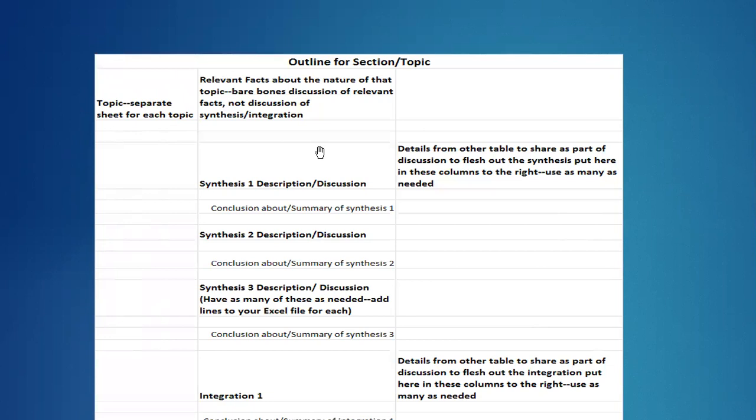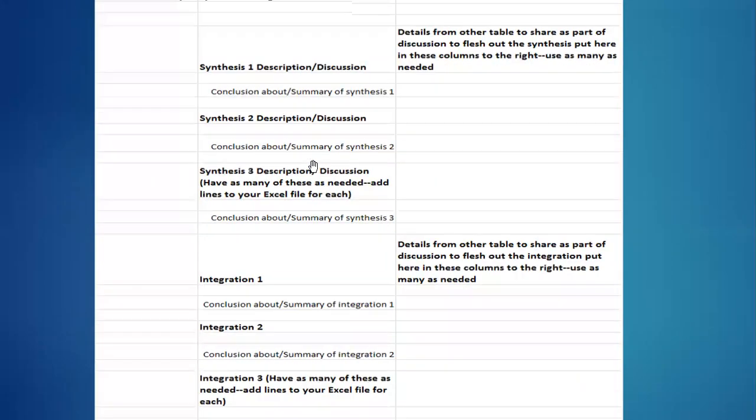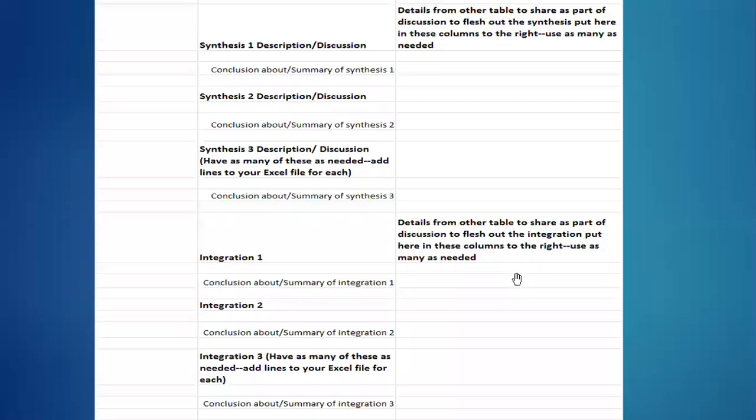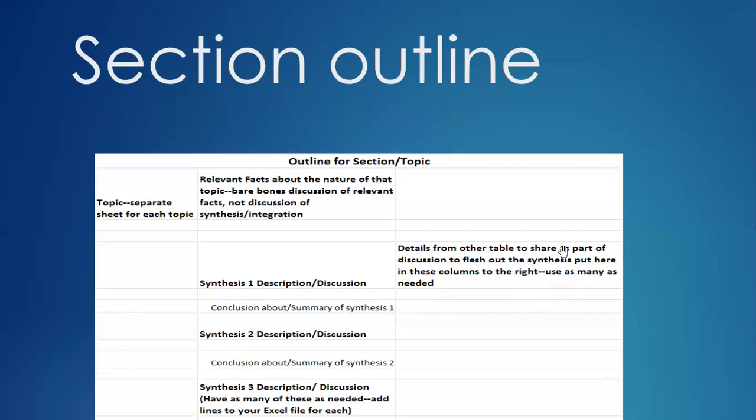So you're going to have some kind of introduction section, whether it's a paragraph or two, that explains the nature of this topic itself, why this topic is relevant, and what you're going to talk about. And then you'll talk about your syntheses and your integrations. Then at the end, remember that you're also going to think in terms of why this is relevant to your study. The relevance information would also be a separate paragraph. So this gives you a place to put all of this information about your sections.